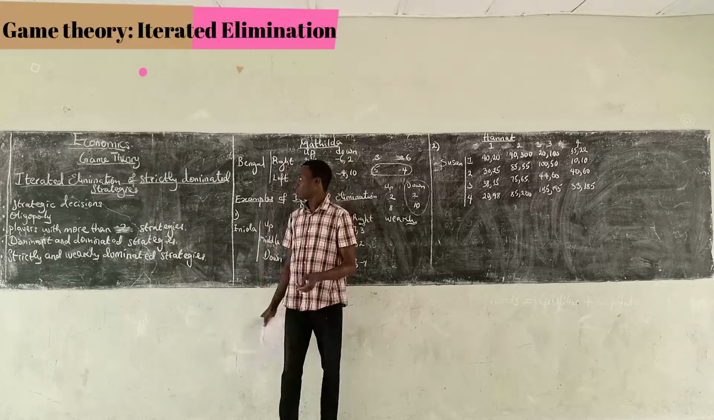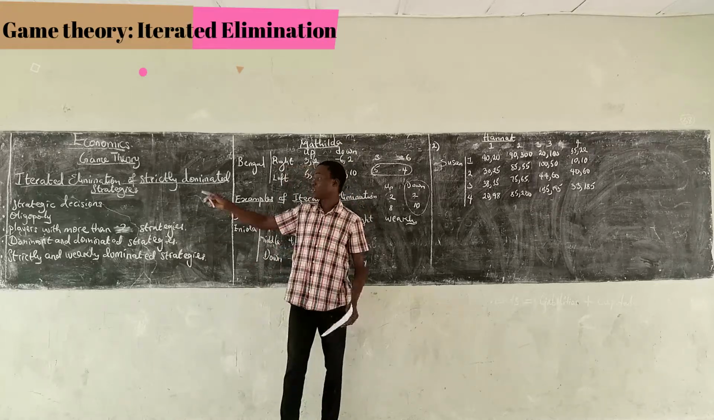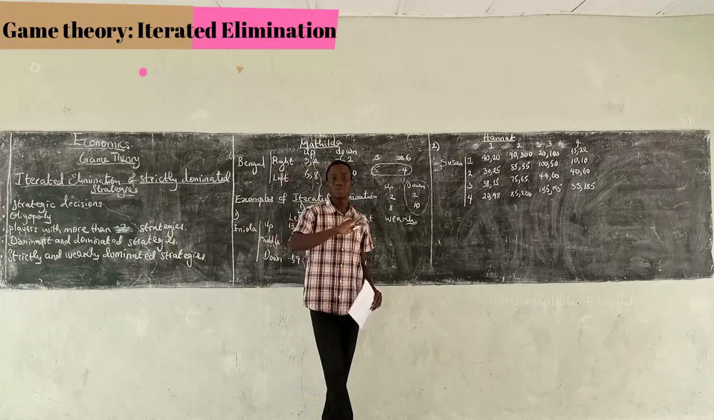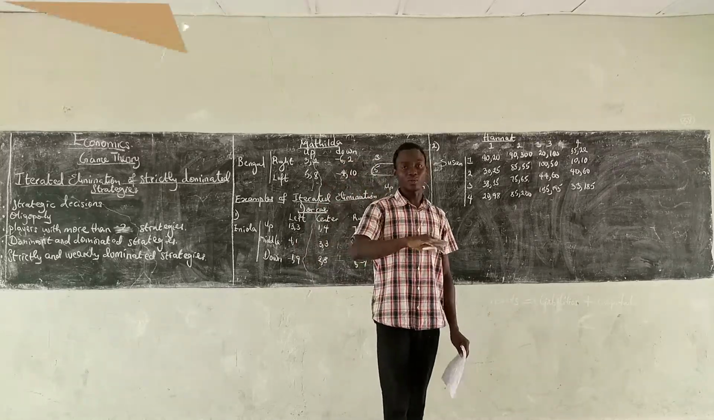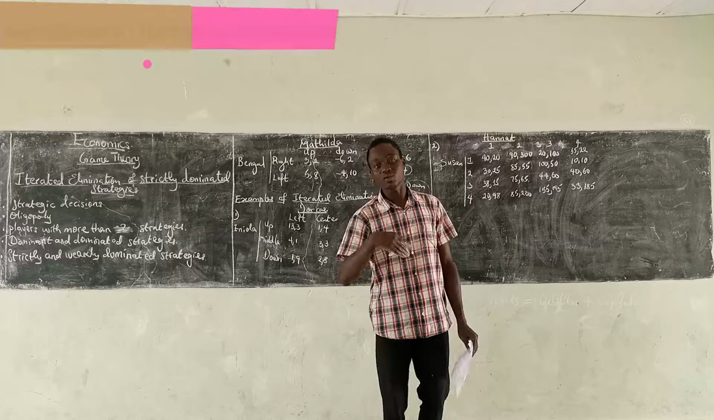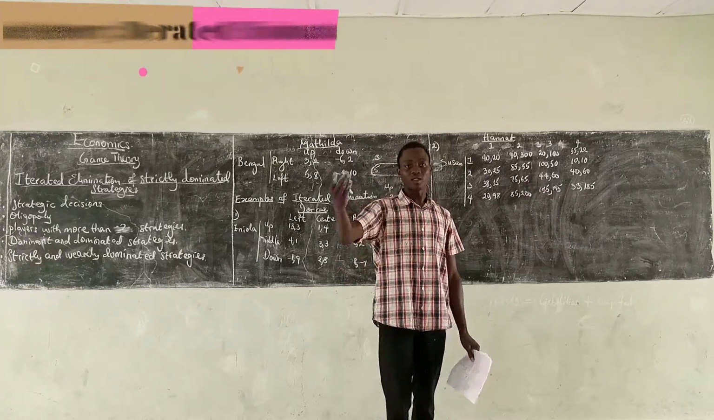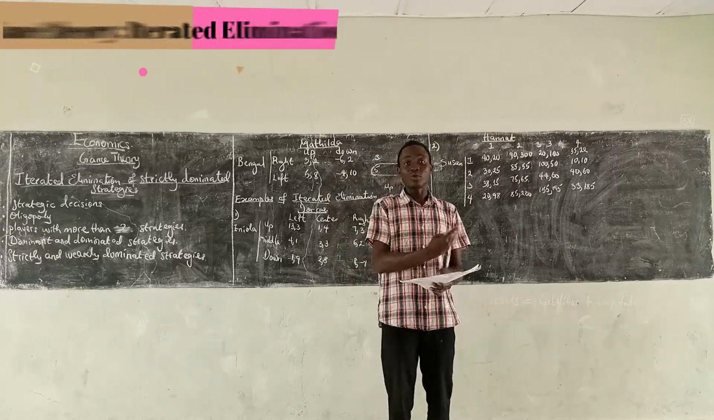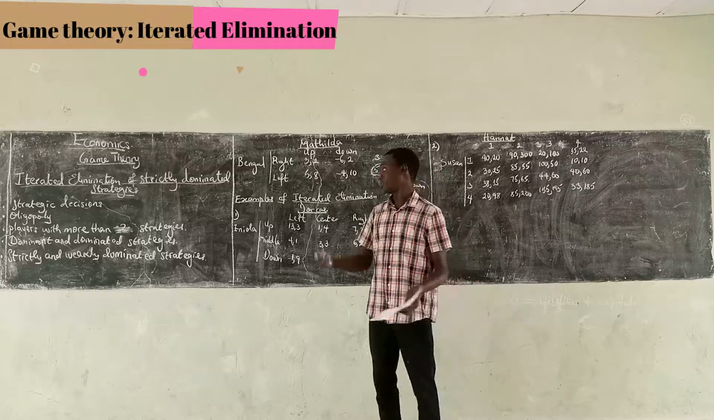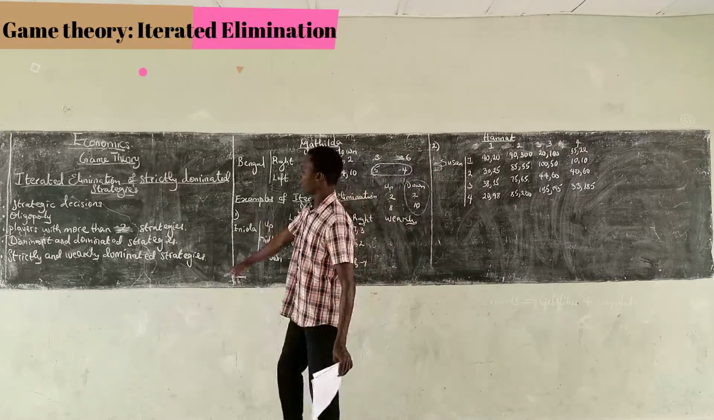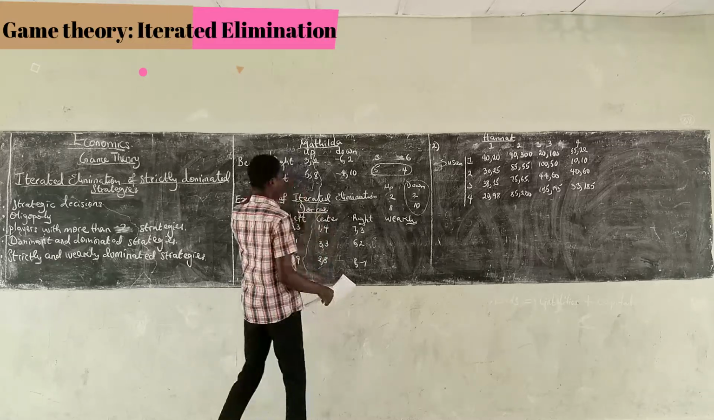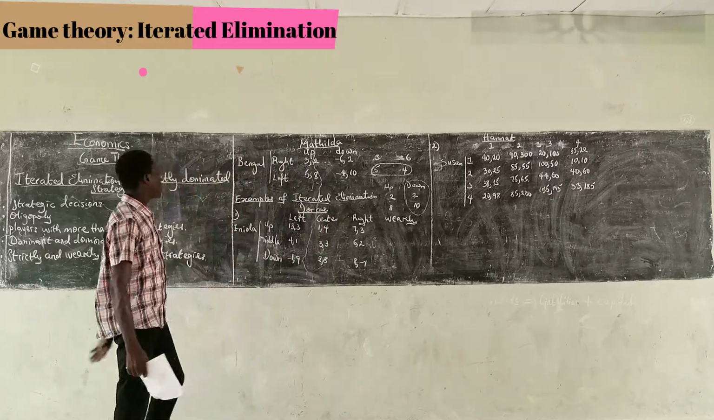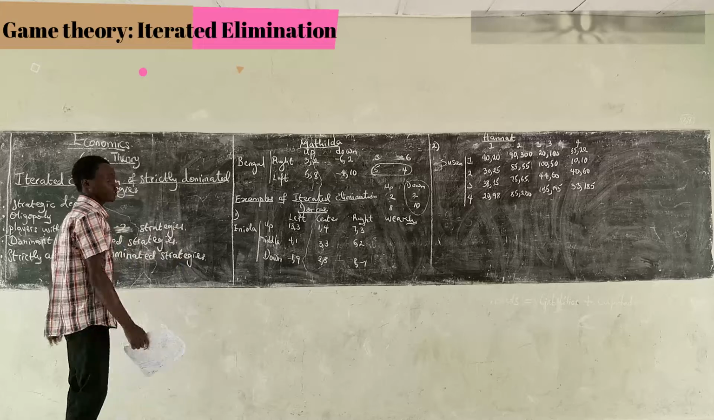So, iterated elimination of strictly dominated strategies. Iterated elimination is basically the elimination of strictly dominated strategies. It's not about eliminating the ones that are weakly dominating. There are strategies that are weakly dominating over other strategies. So with that, I've explained this one, and I've explained this question too. Now, examples of iterated elimination.